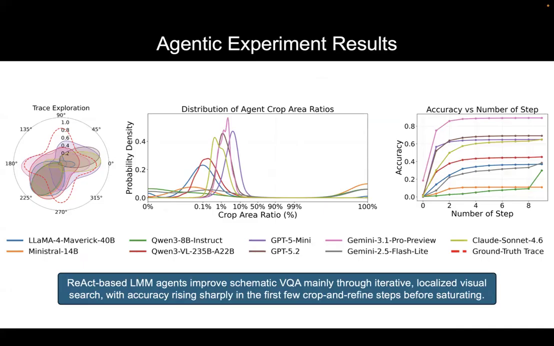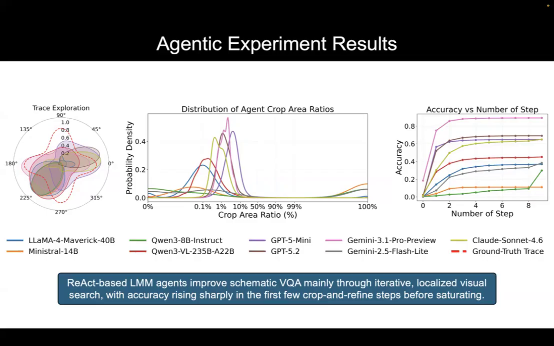Most accuracy gains occur during the first few crop and refine steps, and then begin to saturate. Local visual search helps recognition, but it still does not fully solve global connectivity. Future systems must combine effective visual exploration with consistent graph reasoning.